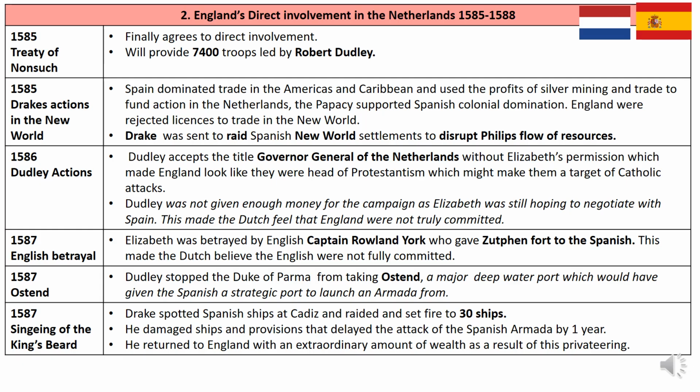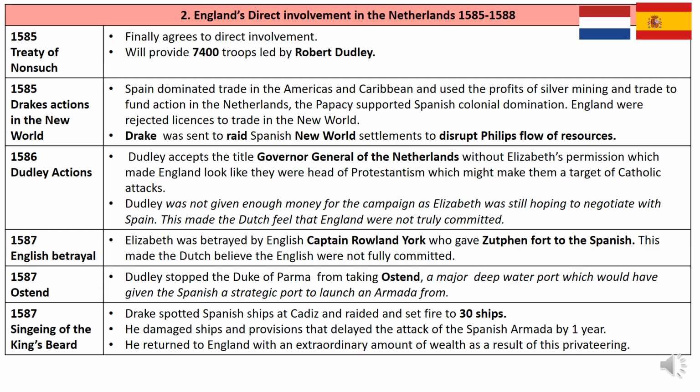England cannot feel vulnerable. However, he enrages Elizabeth by accepting the title the Governor General of the Netherlands. Elizabeth has already previously rejected this, but Dudley accepts it. This is without Elizabeth's permission, and it puts her in a very dangerous position because it makes it look like England is now the centre of all things Protestant, and it makes Elizabeth a target. So she's furious with Dudley, and it makes tensions between England and Spain rise even further.